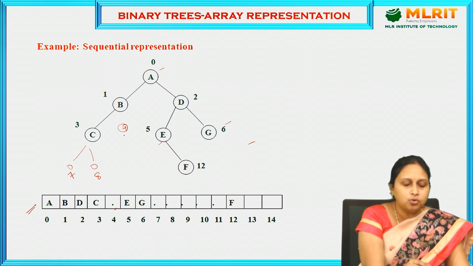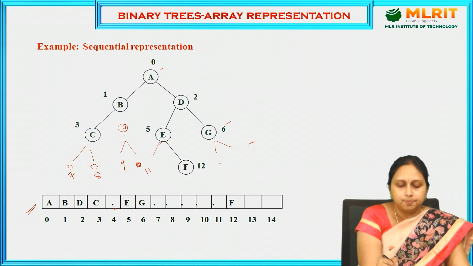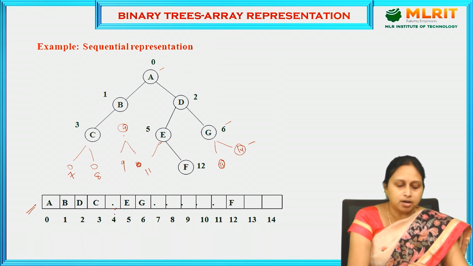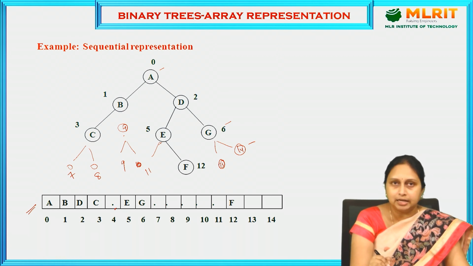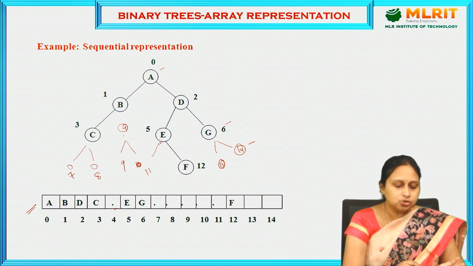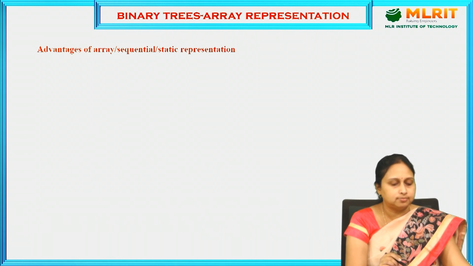If I have a node here, for this 9 and 10, these are empty. For E, this is empty, right? And for G also we have empty, 11, 12, this is 13 and 14. The empty spaces must be specified in the array representation. Why? Because if I continuously represent my nodes in this array, then the tree representation is different, right? That's why we need to give the spaces, and according to those indexes, we need to fill this array representation.